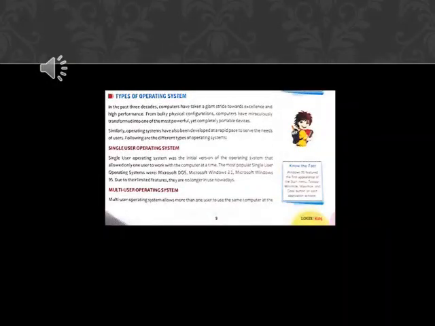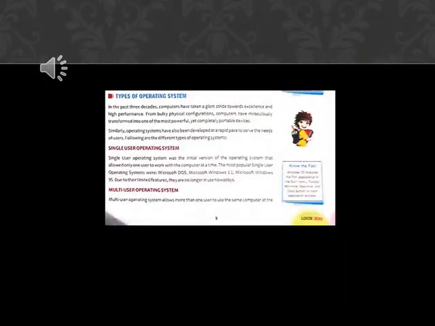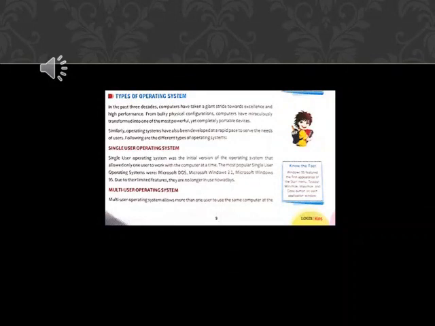From the name you can understand, single user operating system means the operating system handles one user at a time. That is, the operating system allows only one user to work with the computer at a time. The most popular single user operating systems are MS-DOS, Windows 3.1, Windows 95. Due to their limited features, they are no longer in use nowadays. Next we have to talk about the multi-user operating system.